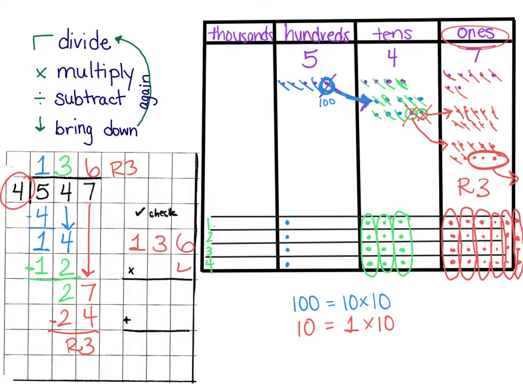So, 6 times 4 is 24. Put the 2 on top, the 4 underneath. 3 times 4 is 12. Plus the 2. So 12, 13, 14. 4, and then we carry the 1. And then we say 1 times 4 is 4. Plus 1 is 5.